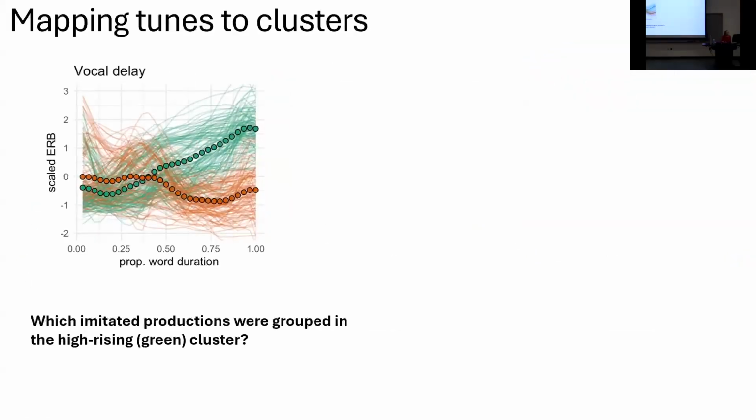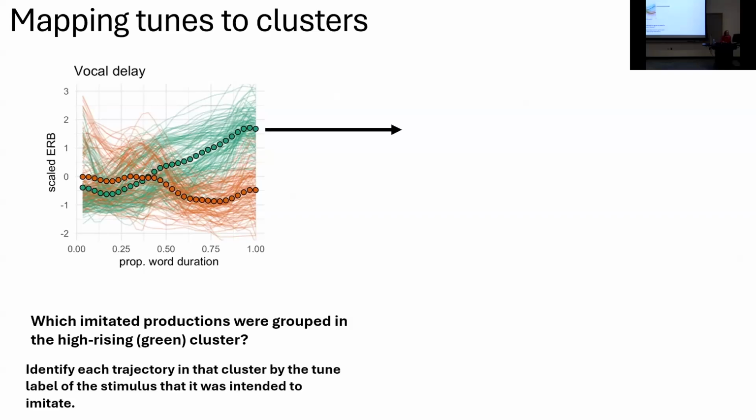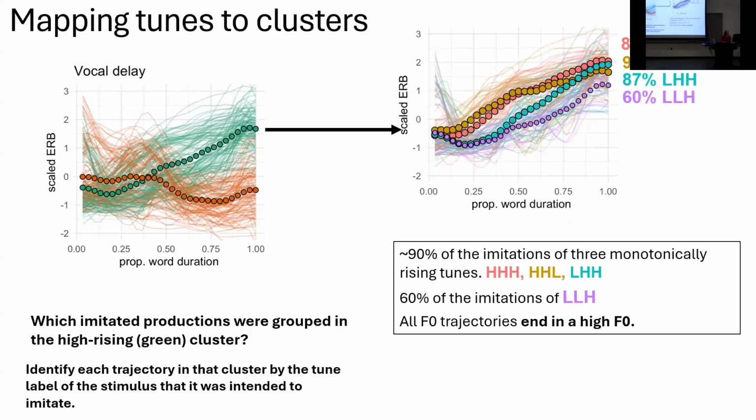For the 2-cluster solution in the vocal delay condition, we can ask which imitations were grouped together in the same cluster, because remember, they heard 8. So we'll start with this green cluster. This is the high rising cluster, and we'll identify each trajectory in that cluster by the tune label of the stimulus it was intended to imitate. So here what we see is that this cluster consisted of imitations of these 4 tunes.